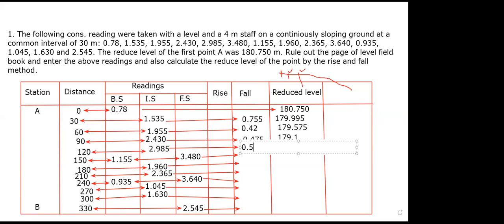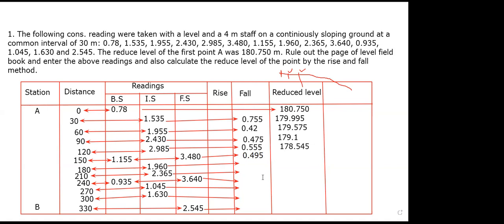0.555. So what is the reduced level value? That means the reduced level value 178.545. Very good. Next, what is the difference for the 150? 0.495.